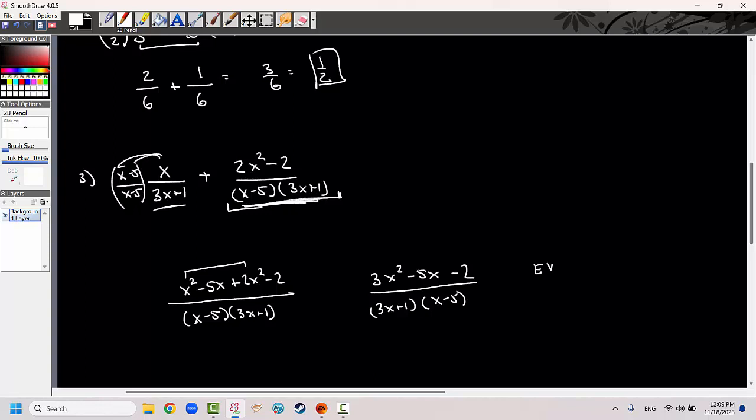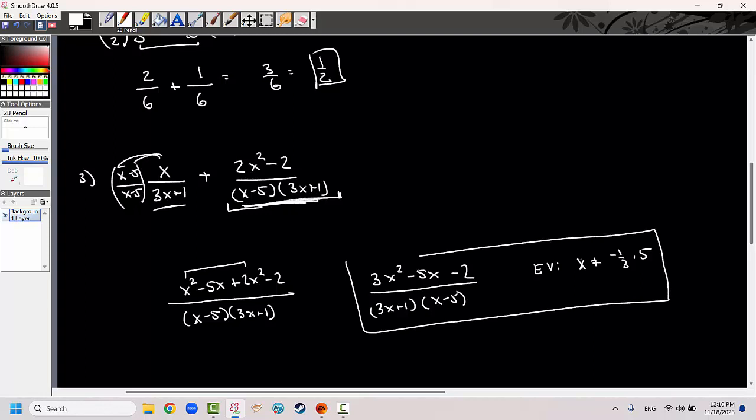We will have to put some excluded values in here. The excluded values really just come from the denominator only. There's nothing more complex because I'm not dividing anything. It'll be x cannot equal negative 1/3 or 5. So that's really it. It's just that whole notion of getting a common denominator.